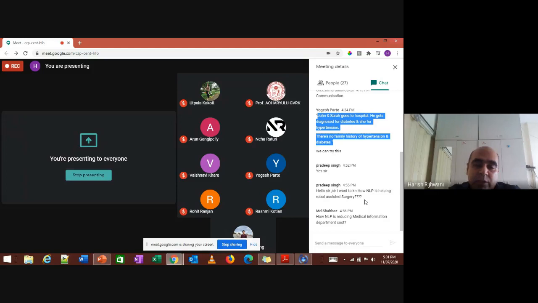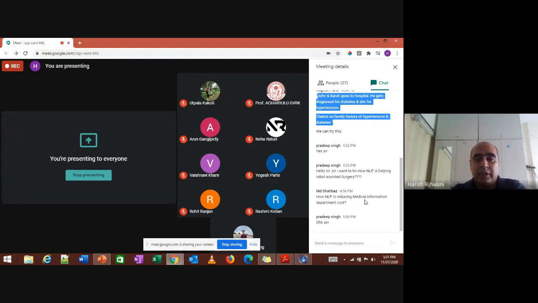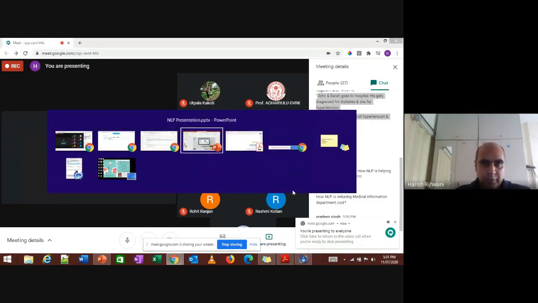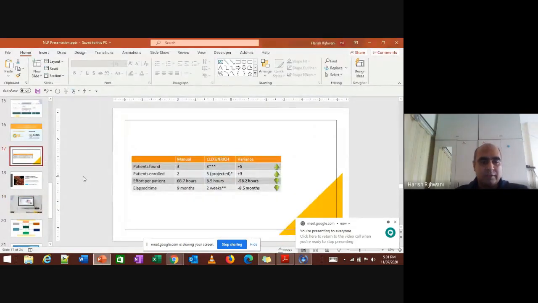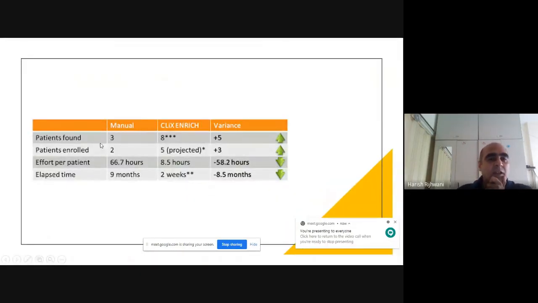How is NLP reducing medical information department costs? So the example that we talked about, when you're looking at recruitment for clinical trials, the administrative cost itself gets reduced if I'm going to use a tool, and the example which we saw. When you're looking at it manually, they were able to find 3 patients, and they were able to get 2 enrolled. Here they were able to identify more than 8,000. That is what they were able to find out.